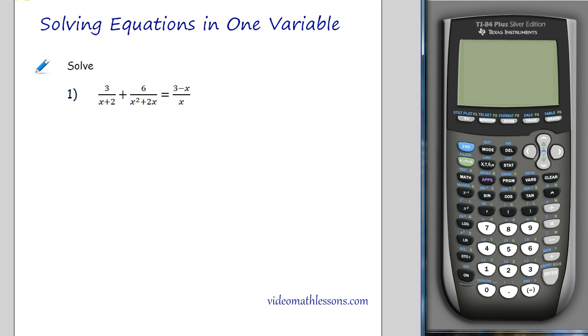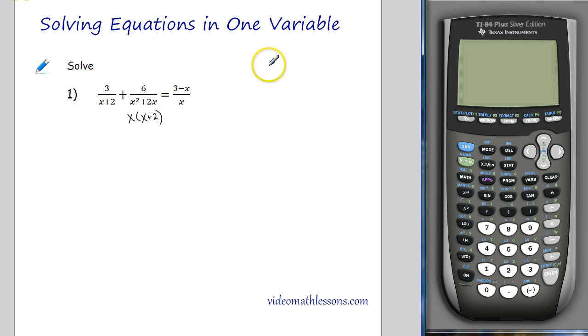Question number 1. Solve 3 over x plus 2 plus 6 over x squared plus 2x equals 3 minus x over x. All right, so right here, I don't like how this one is set up. I don't like the 6 over x squared plus 2x. So I'm going to factor this. I'm going to take out the x, and I get x plus 2.